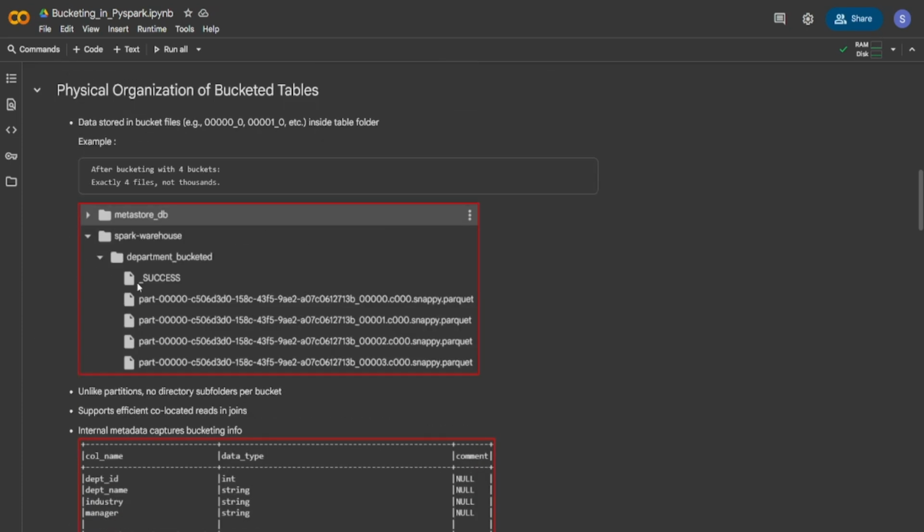So now let's discuss how bucketing physically organizes the data files. When a data frame is written using the bucketBy command, the data is written to a designated table directory. Inside this directory, Spark generates exactly n physical data files. If we choose 4 buckets, we will see files namely part 0, part 1, part 2, part 3. Each file contains only the rows whose bucketing key hashes to a specific index.